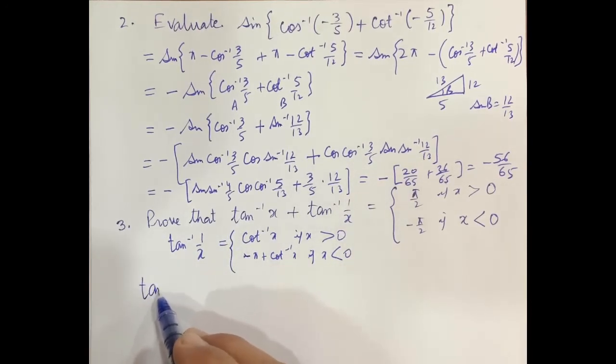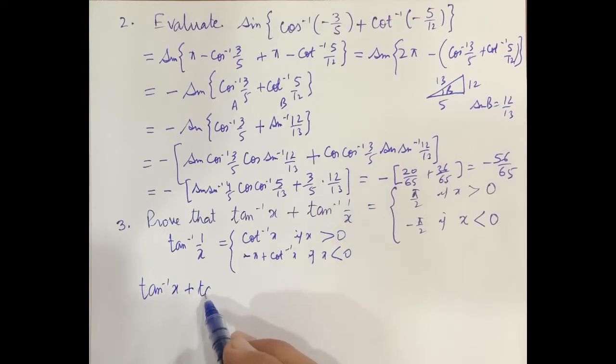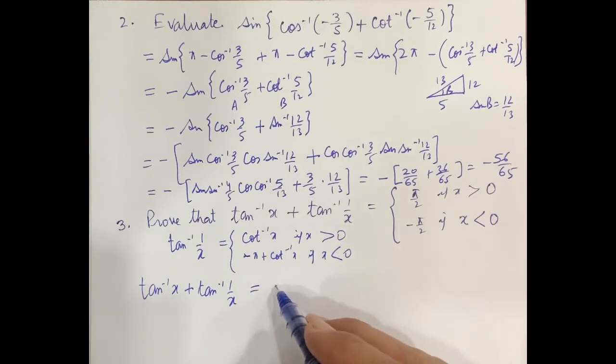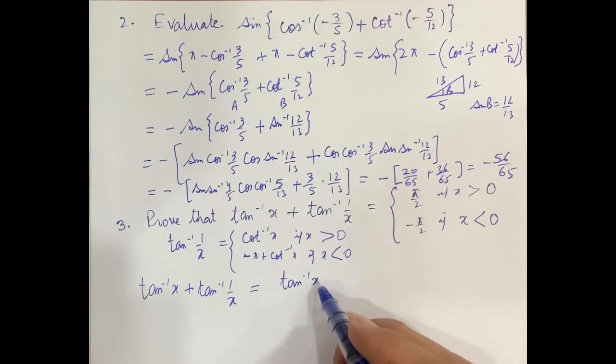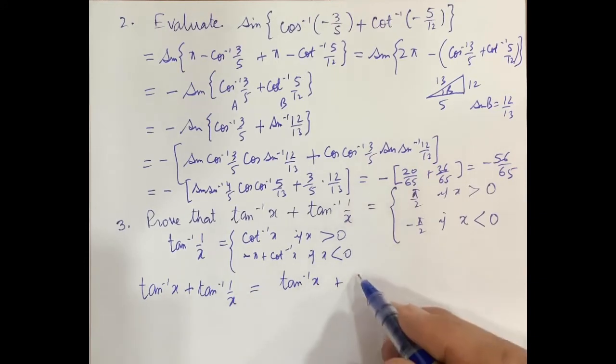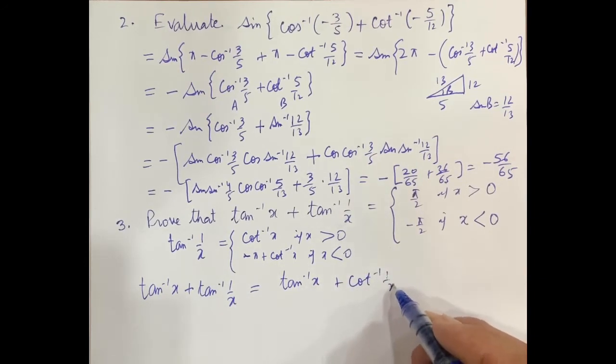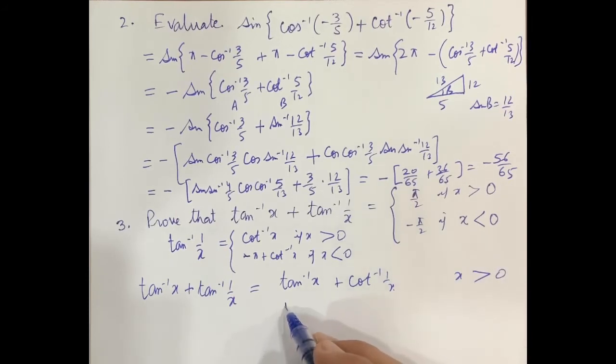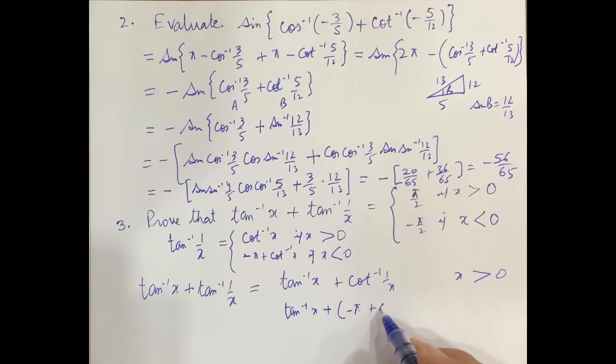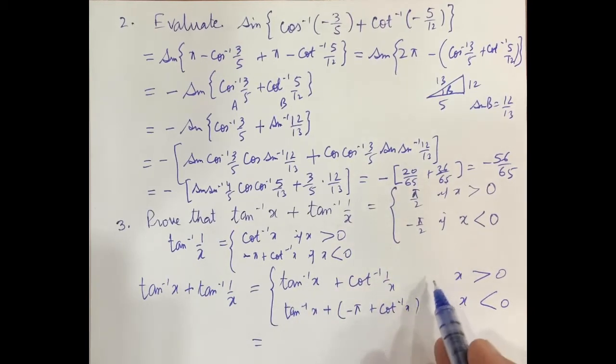So tan inverse of x plus tan inverse of 1 by x, this is equal to, now tan inverse of x plus tan inverse of 1 by x is tan inverse of x plus cot inverse of x, this is when x is positive, and tan inverse of x plus this is minus pi plus cot inverse of x when x is negative. Tan inverse of x plus cot inverse of x is pi by 2.